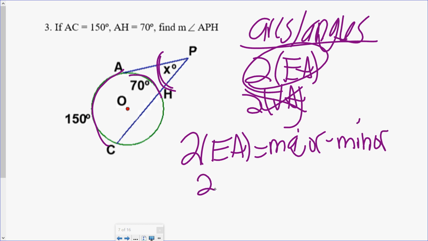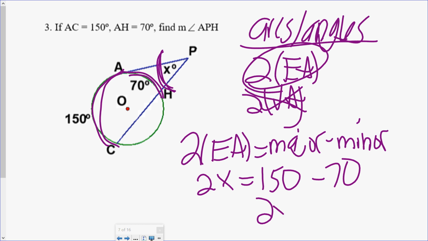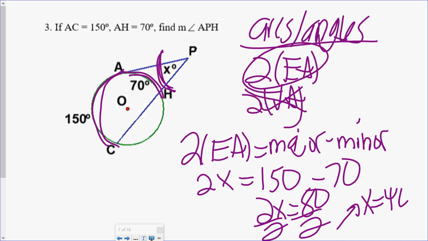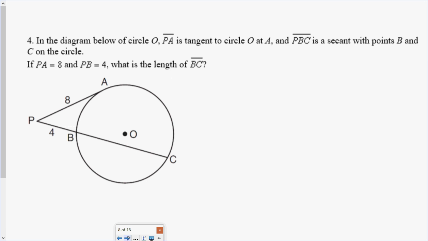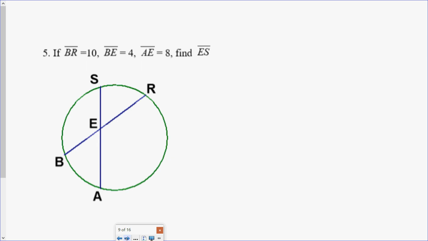The exterior angle in this example is x. The major arc, the outside arc, the bigger arc, is 150. The inside minor arc is 70. 2x equals 80. Divide by 2, divide by 2. x is 40. And we're going to skip number 4. Let's take a look at number 5.